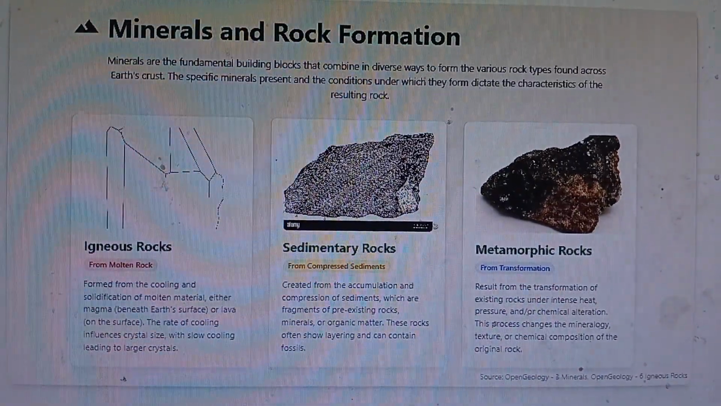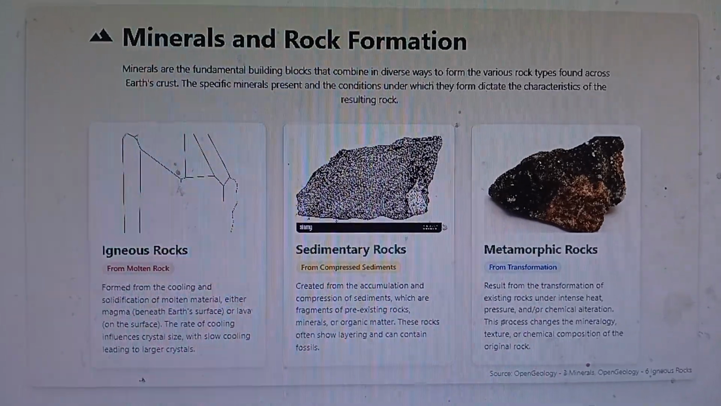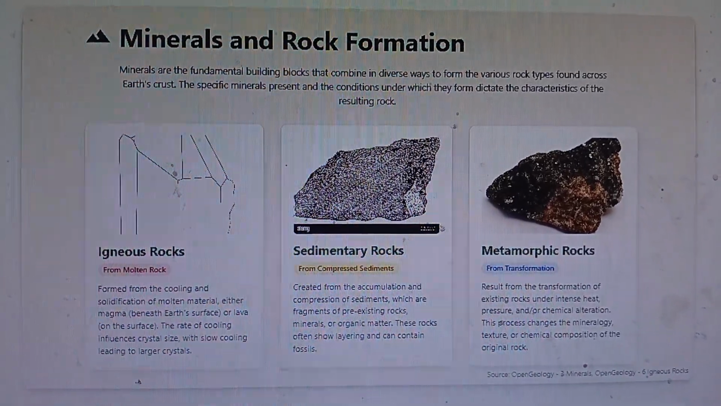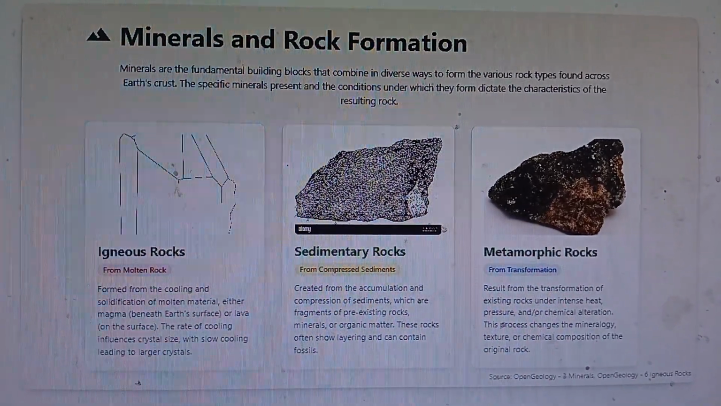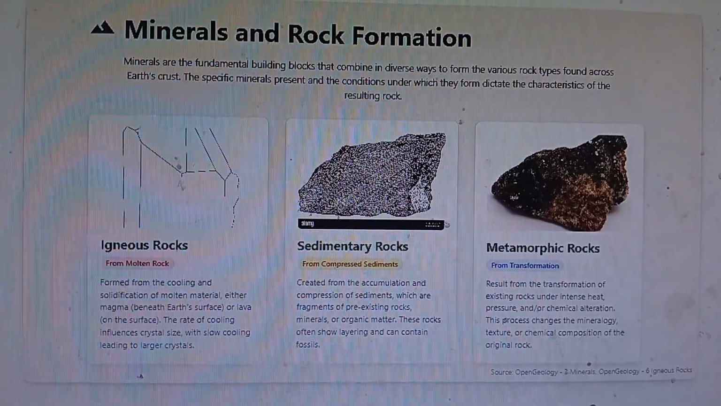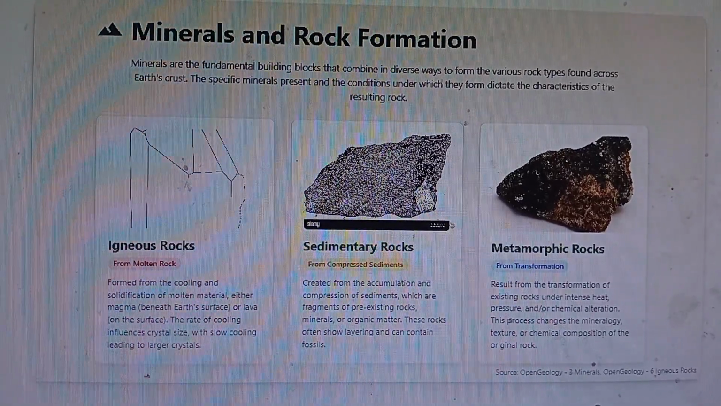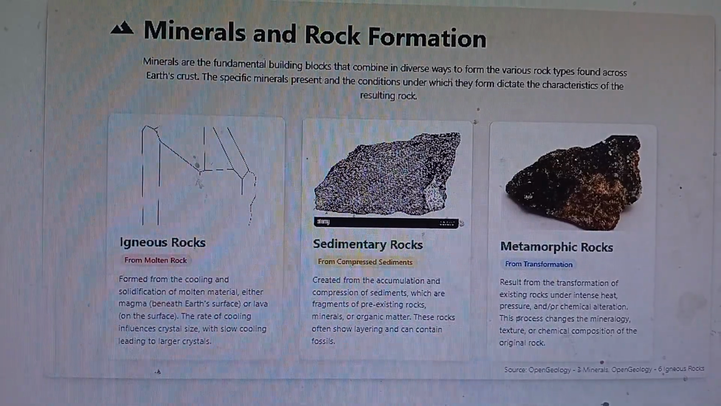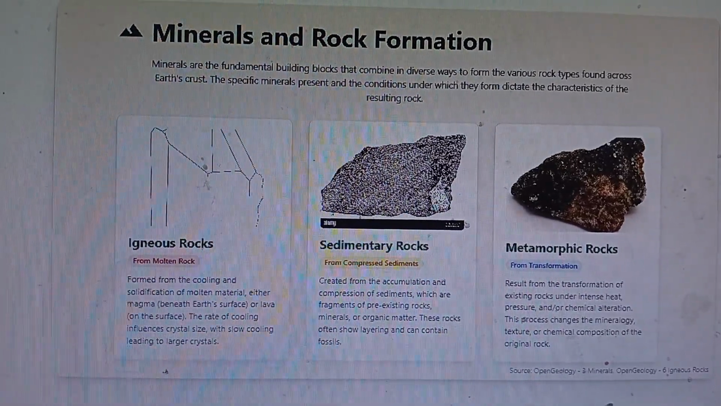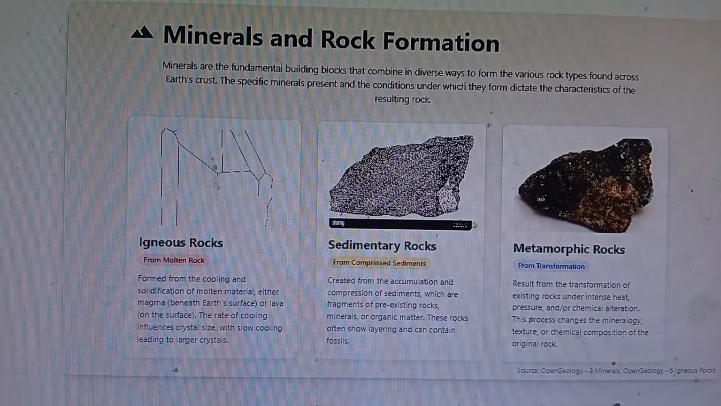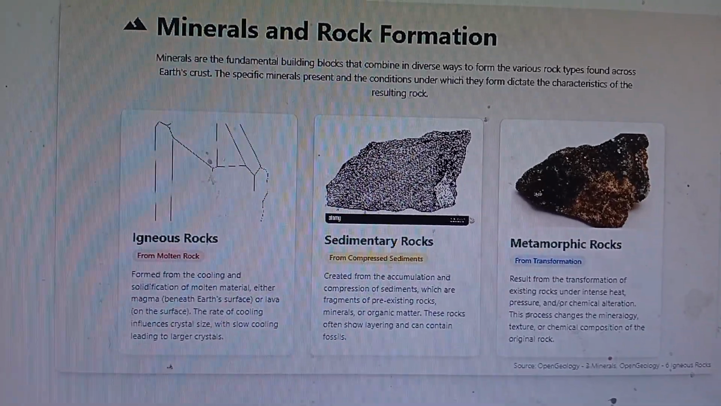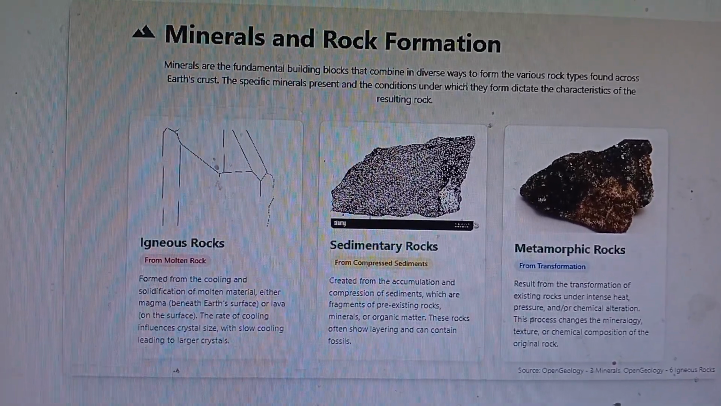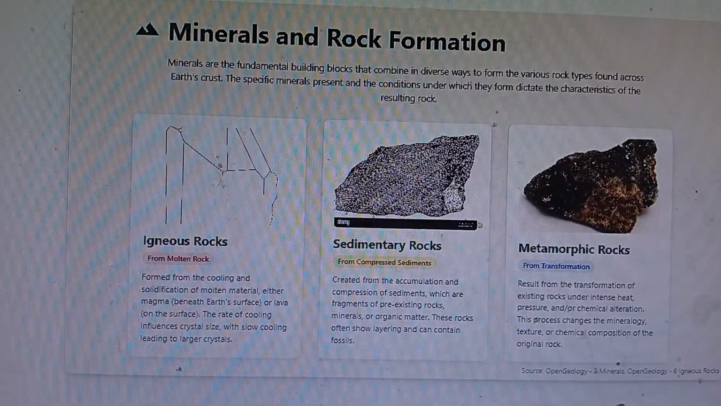Minerals serve as Earth's fundamental building blocks, combining in countless ways to create the diverse rock types spanning our planet's crust. The specific mineral composition and formation conditions determine each rock's unique characteristics. Igneous rocks form from cooling molten material, with cooling rate affecting crystal size. Slower cooling produces larger crystals.